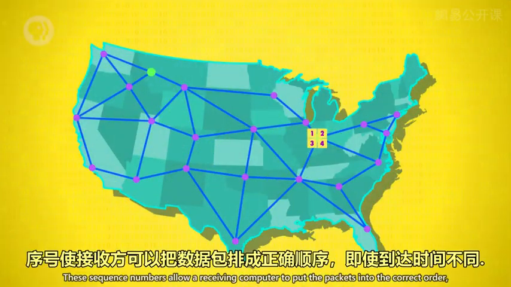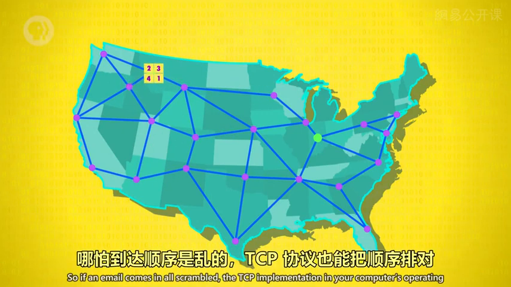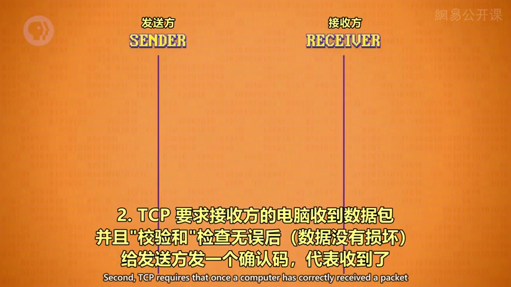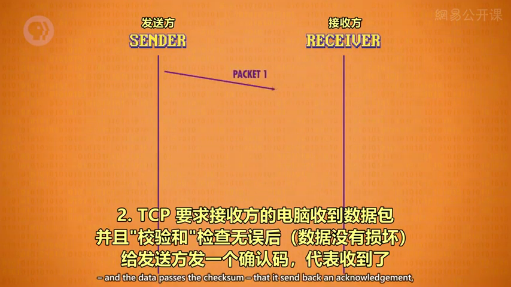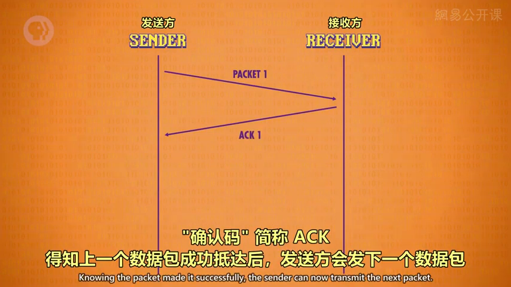These sequence numbers allow a receiving computer to put the packets into the correct order, even if they arrive at different times across the network. So if an email comes in all scrambled, the TCP implementation in your computer's operating system will piece it all together correctly. Second, TCP requires that once a computer has correctly received a packet and the data passes the checksum, that it send back an acknowledgement, or ACK as the cool kids say, to the sending computer. Knowing the packet made it successfully, the sender can now transmit the next packet.